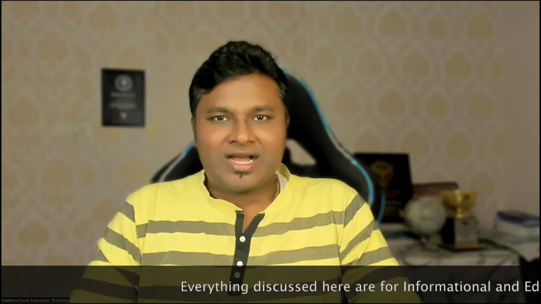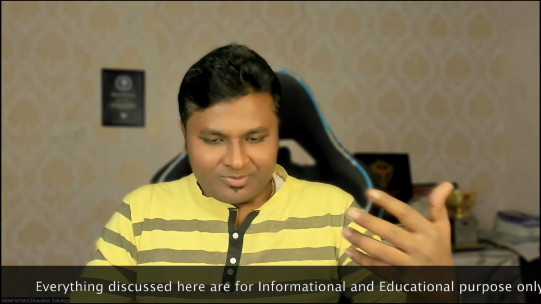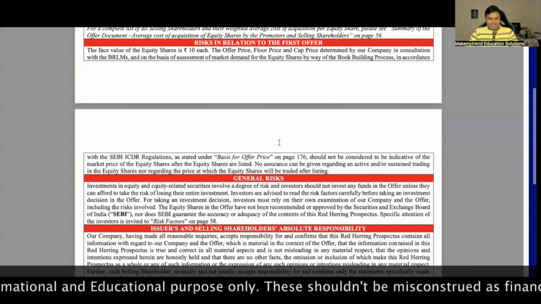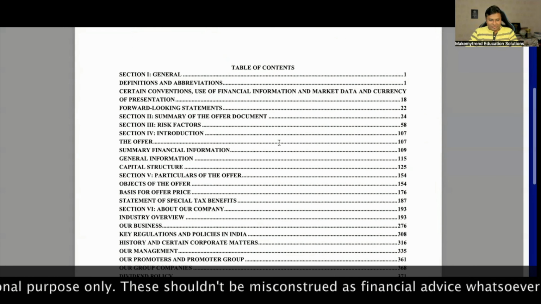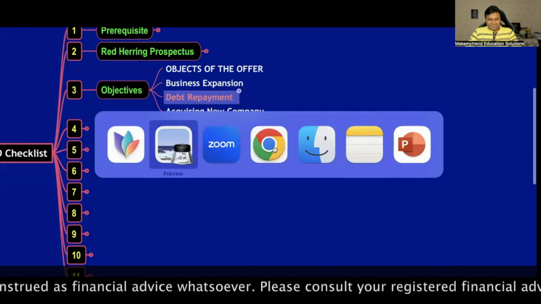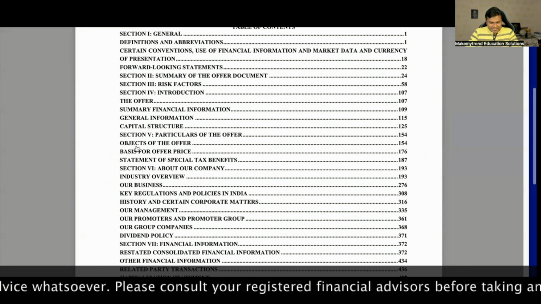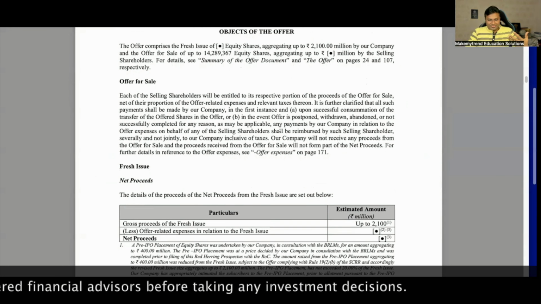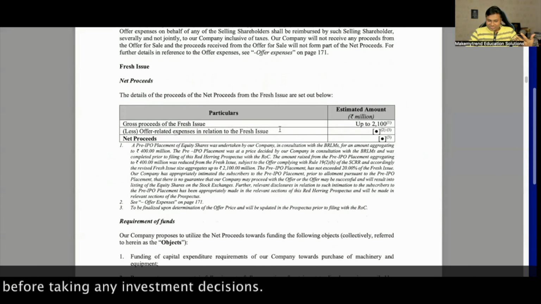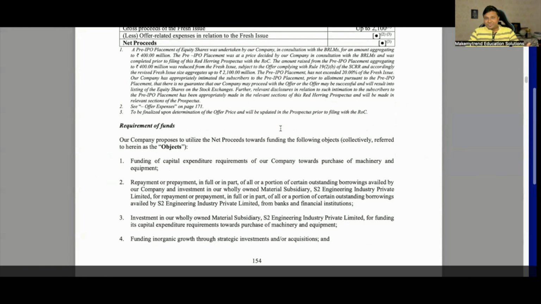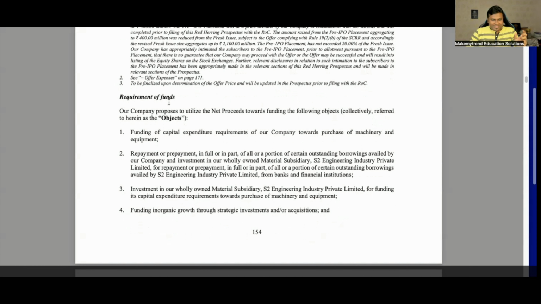Where will you find all the details? Let me open the Red Herring Prospectus and I'll show you. If you go to the Red Herring Prospectus and the table of contents, you will be able to find the details inside Objects of the Offer. Can you see here one of the table of contents entries called Objects of the Offer? When you click on it, you will land on the page, and this is the place where the company lets us know the objective of this particular IPO. In the example we are discussing right now, the company is Standard Glass.